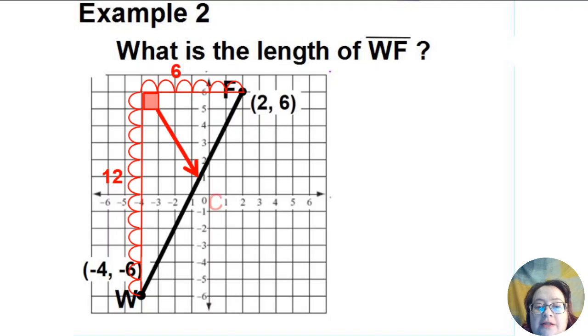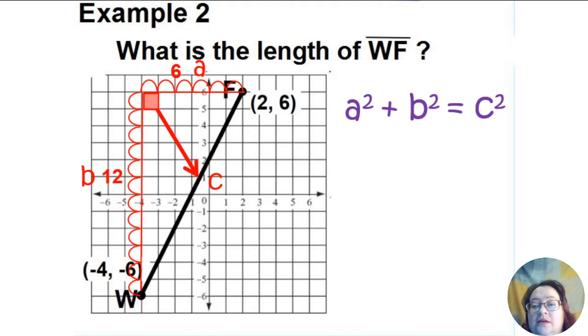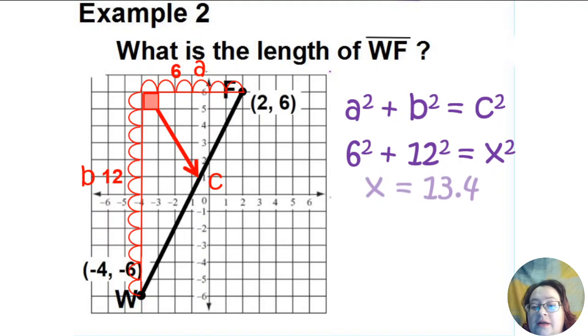So our box is in the corner. Arrow straight across, that's C. My other sides are A and B. Doesn't matter which one's A and which one's B. I usually start with the shortest for A. So then, A squared plus B squared equals C squared. Plug in our numbers. 6 squared plus 12 squared equals X squared. We can plug that in on Desmos and look for our x-intercept, and our x value there is 13.4.